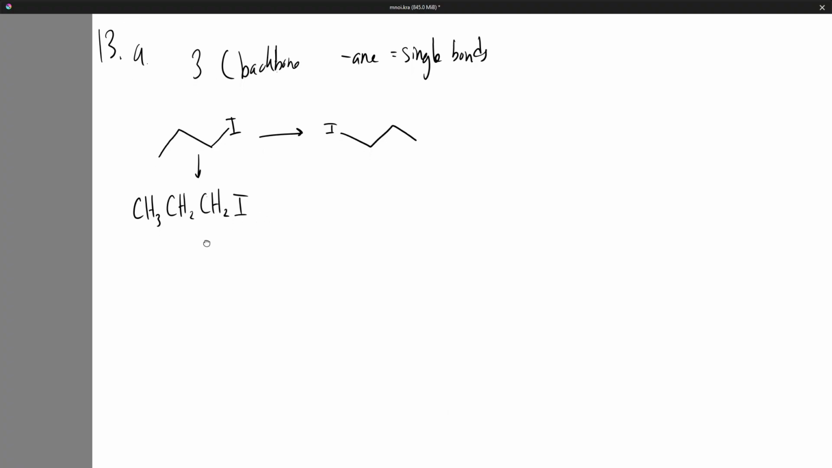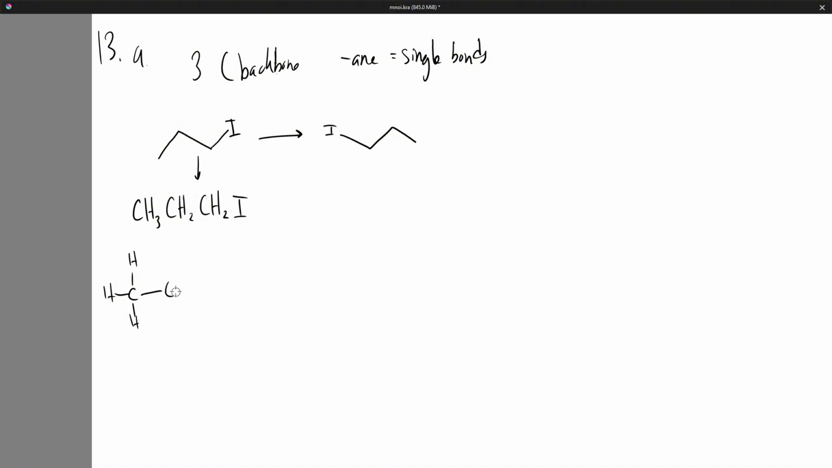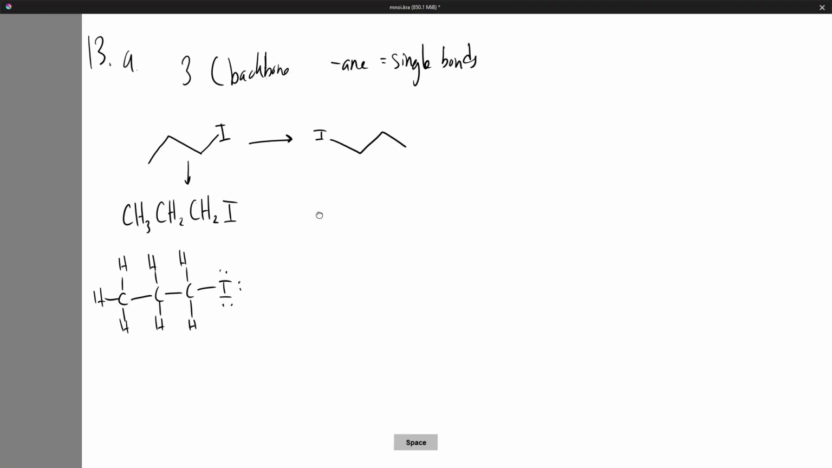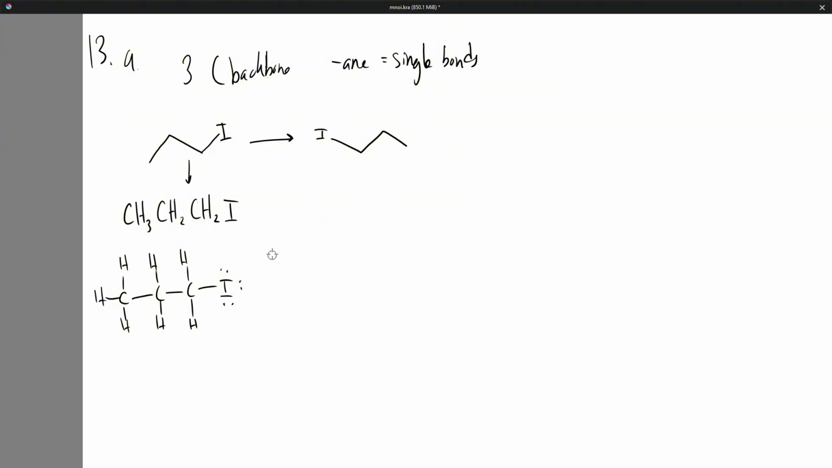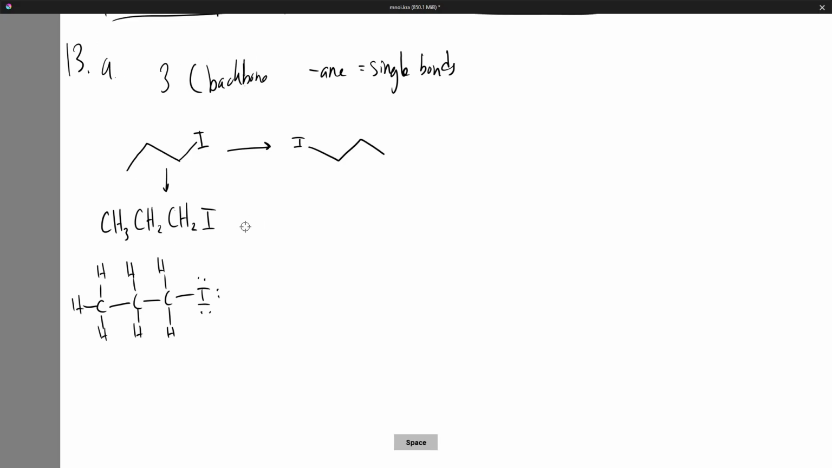Okay. Here, I wrote it in as a Lewis dot structure to make it a little easier to understand, if you guys are still confused. So this is the CH3. It's bonded to a CH2. That's bonded to a CH2. And that's bonded to an I. So these are all the same, basically. Just a different way of writing it. But Professor Schultz wants you guys to write it like this. Okay, so let's work off of this then.